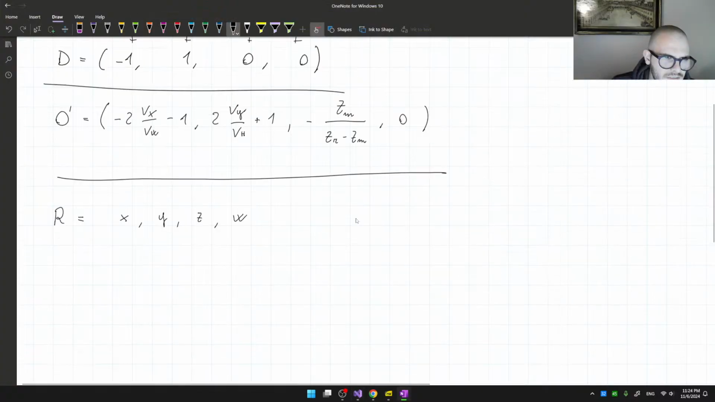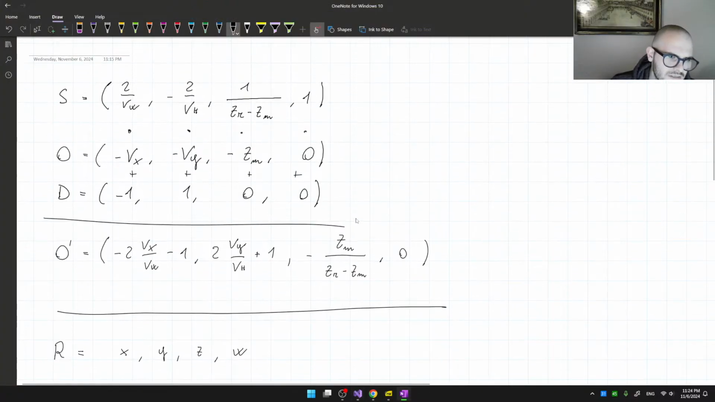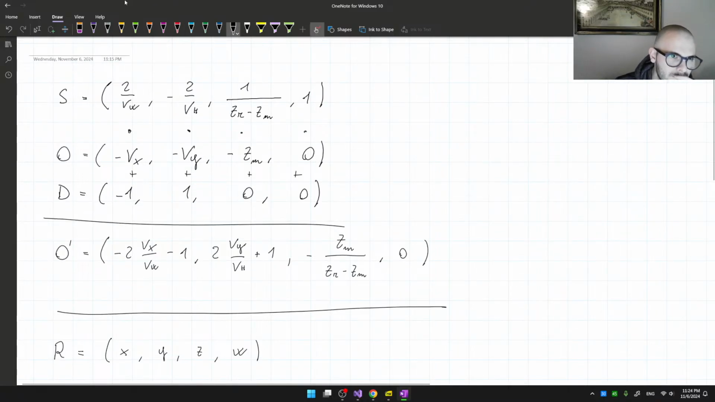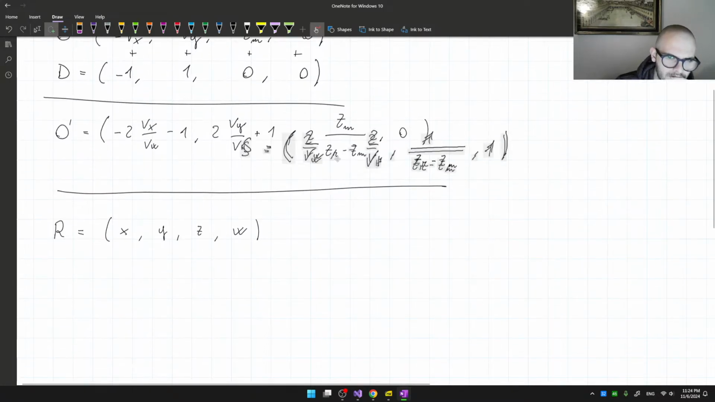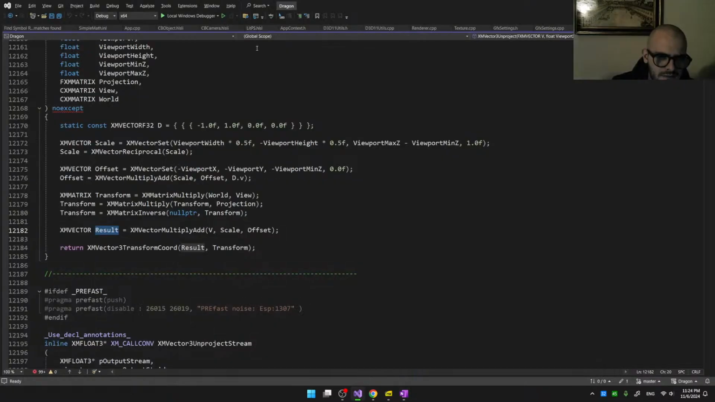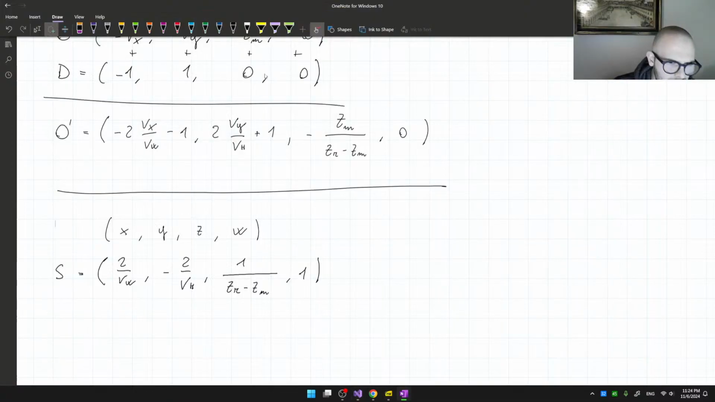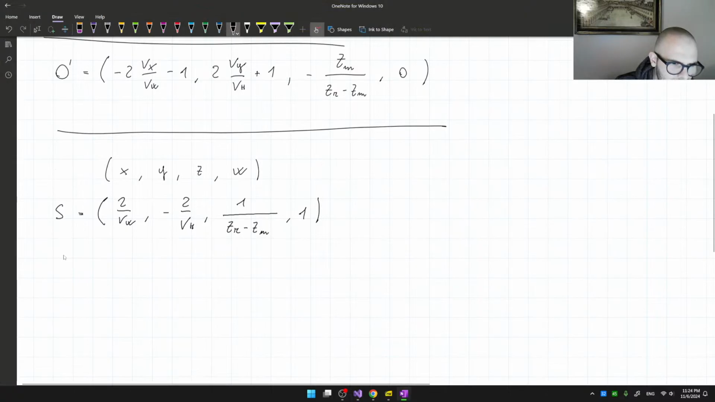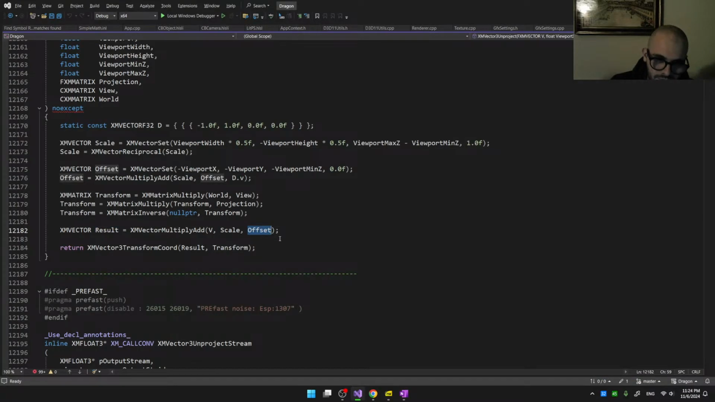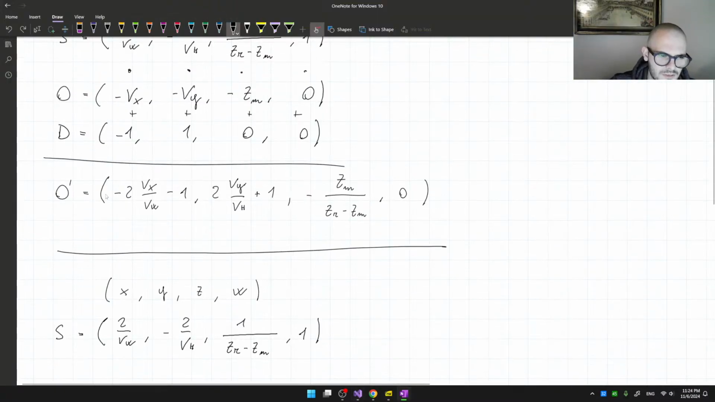The scale, so the scale plus the offset. Whoops. The new offset though, not the old one. So take it from here.